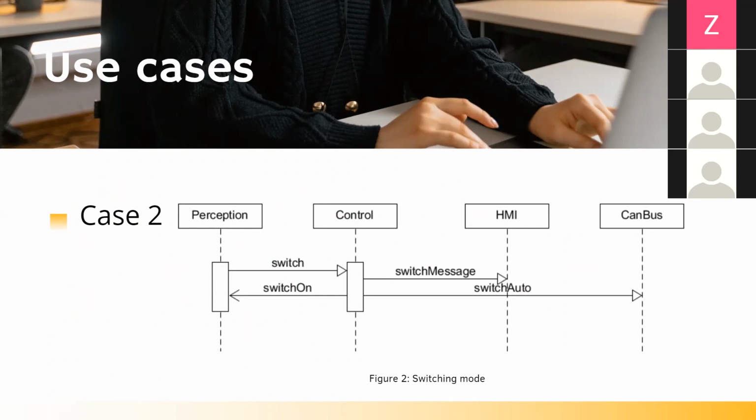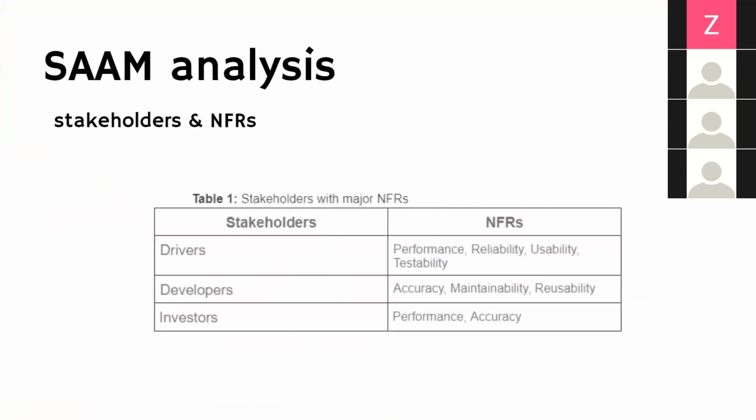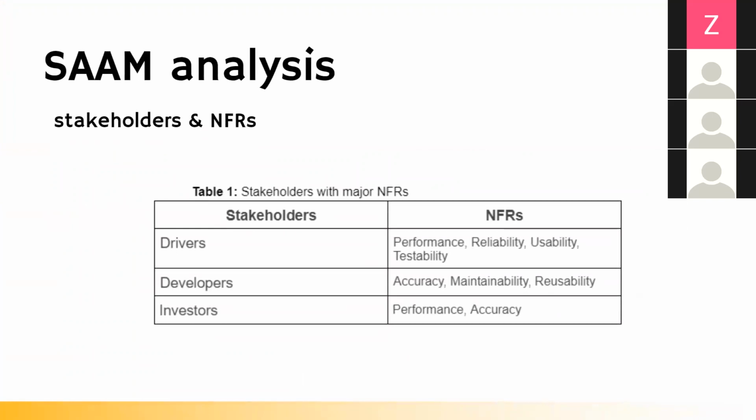The control will send a message to the user interface and also send a signal to perception and CAN bus to allow normal perception starting and enable the Apollo system to take the command of the vehicle. As for the SAAM analysis, there are three main stakeholders in the proposed enhancement: the drivers, developers, and the investors.